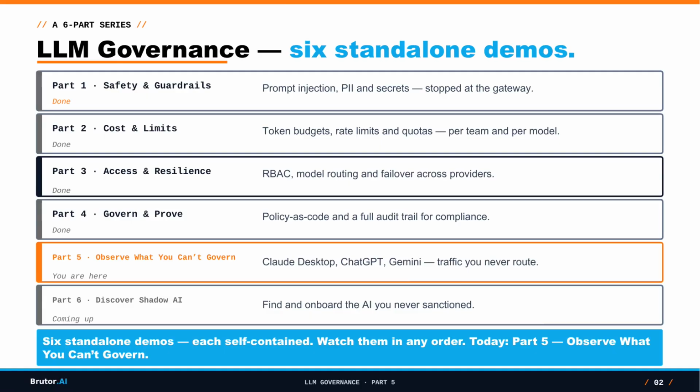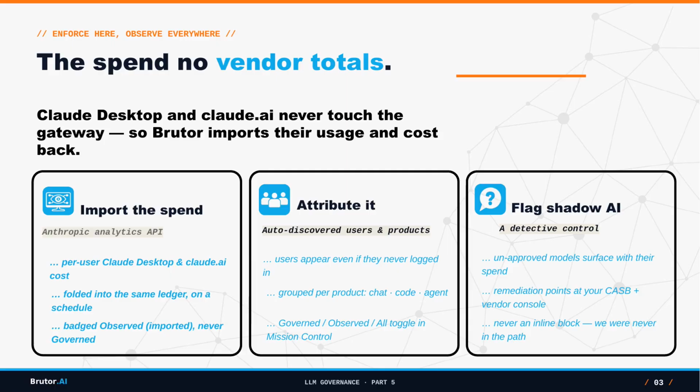Parts 1 through 4 govern traffic that flowed through Brutor. This one is about the traffic that never does. The Claude Desktop app, ChatGPT, and Gemini running on your people's company accounts. Here's the problem. Your people open the Claude Desktop app, ChatGPT, or Gemini on their company accounts, and those sessions go straight to the provider. No gateway is ever in that path.